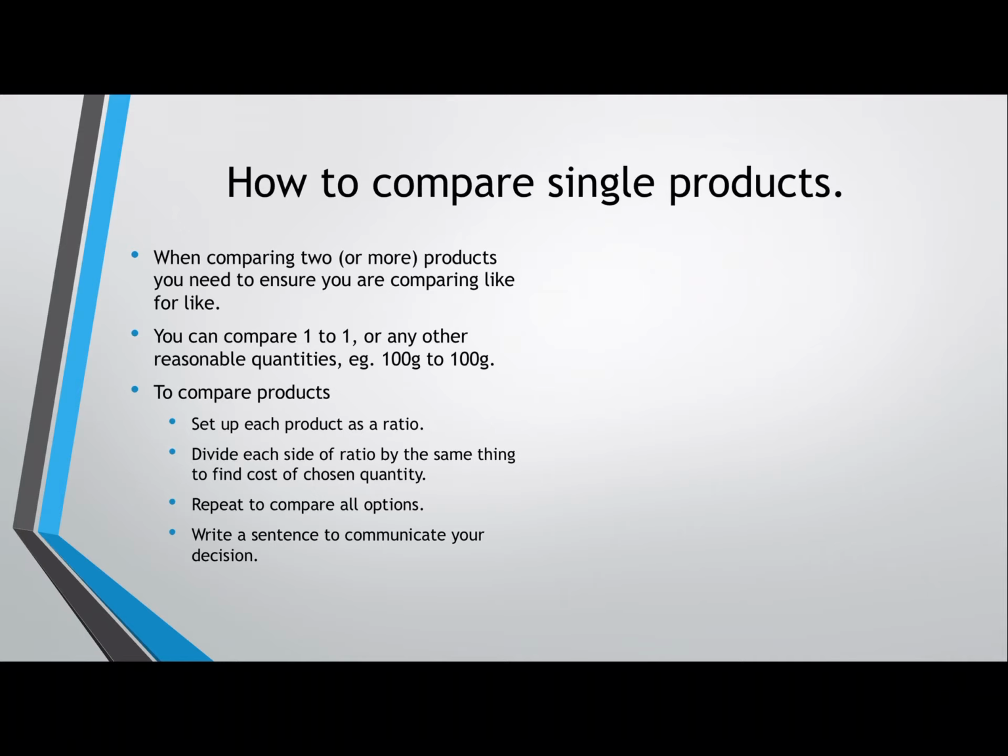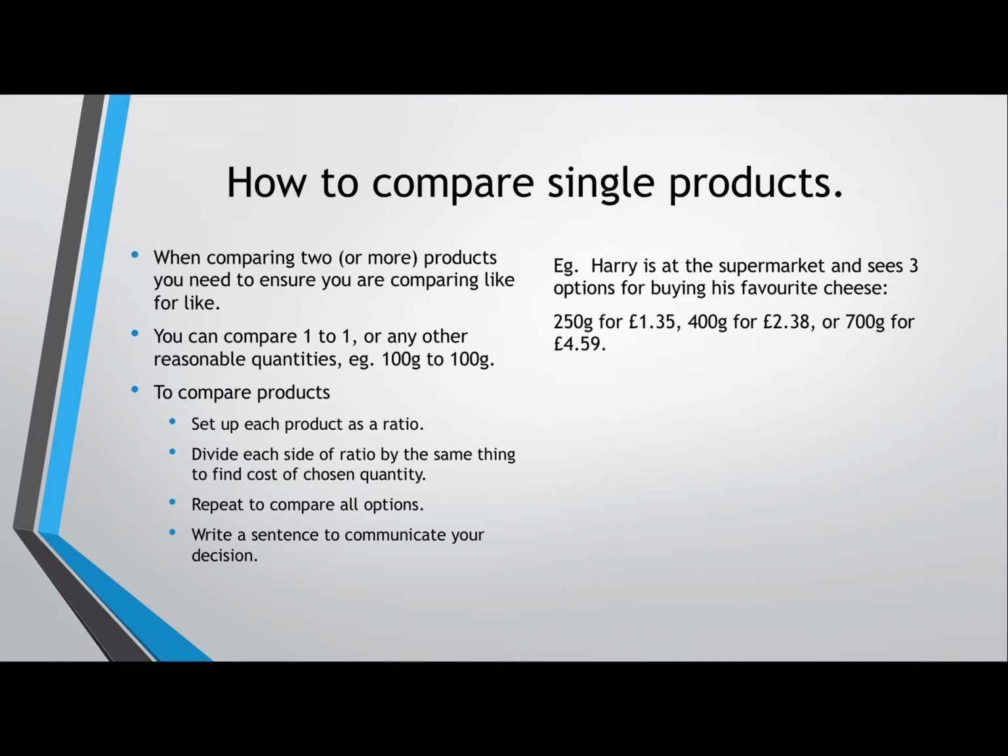So here we have a question. So Harry's at a supermarket and sees 3 options for buying his favourite cheese. So we've got 250 grams for £1.35, 400 grams for £2.38, or 700 grams for £4.59. So we're going to try and find out which one of these is the best deal. So which would be the best value for money.